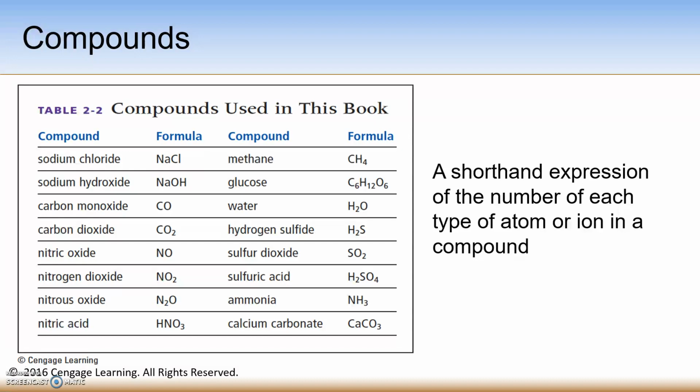Compounds that you may read about in your textbook this semester are also listed on the screen on the left side. Sodium chloride, sodium hydroxide. You will definitely hear about carbon monoxide and carbon dioxide. You'll often hear me refer to NOx, and that's nitrogen oxides, nitrogen dioxides, and nitrous oxides. Also listed are methane, glucose, hydrogen sulfide, sulfur dioxide, and there's 2 acids listed, sulfuric acid and nitric acid, as well as ammonia and calcium carbonate.